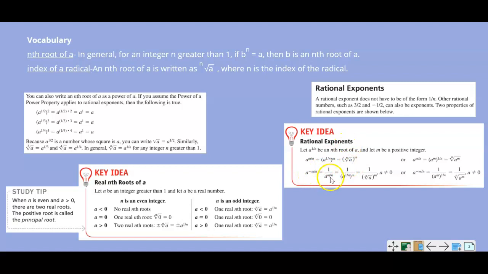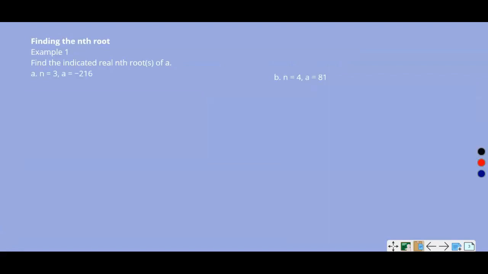So a to the m over n is a to the 1 over n raised to the m power. That can be rewritten as the nth root of a to the m power. And again, a cannot be 0 because that's in your denominator and it would be undefined. All right, so that is a lot of important information, but sometimes it's more difficult when it's written algebraically. So let's look at a few examples.